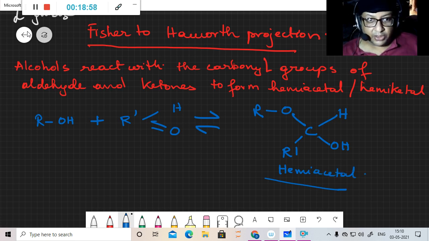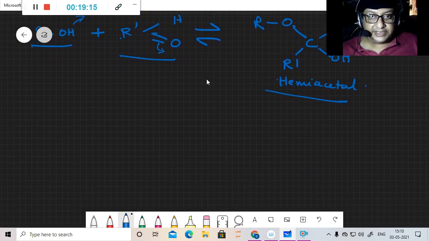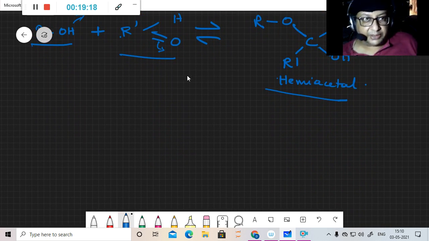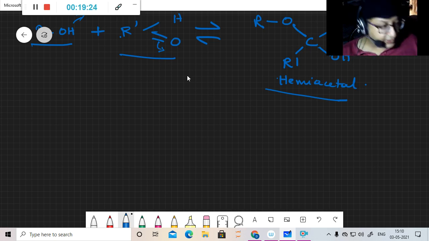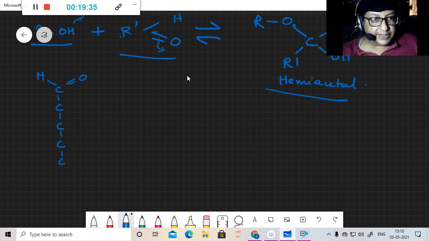So here you have two molecules reacting, first molecule and second molecule. This R goes over here, this H goes off, and this double bond breaks here. So in this reaction, you see two molecules. When it happens in the same molecule, for example, let us draw glucose. This is the carbonyl aldehyde group. 1, 2, 3, 4, 5, 6.